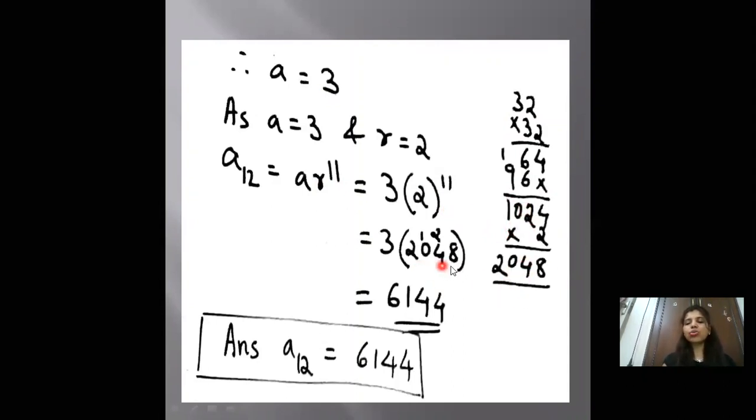Now once I got 2048, I am multiplying it with 3. So this is the carryover when I was multiplying. 3 8s are 24. You go from the units place. And then 2 carry over, 3 4s are 12, 14, then 1 carry over, 3 zeros are 0, 1, and 3 2s are 6. So that's how I got 6144. So the 12th term value is 6144.